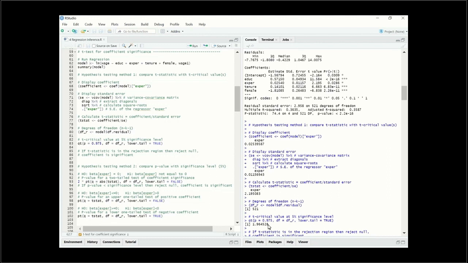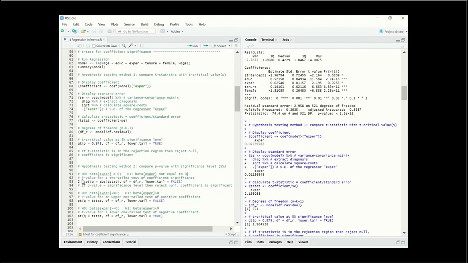So next, the second method that we will be using is to compare the p-value with the significance level. So before we compared the t-statistic with the t-critical value, now we're going to be comparing the p-value with the significance level, which is typically 5%, but it could be a different significance level like 10%. The null hypothesis would be that beta for the coefficient of experience equals 0. Here, the alternative is that beta for this coefficient does not equal 0.